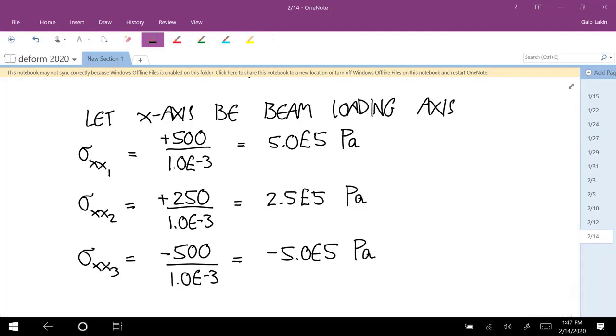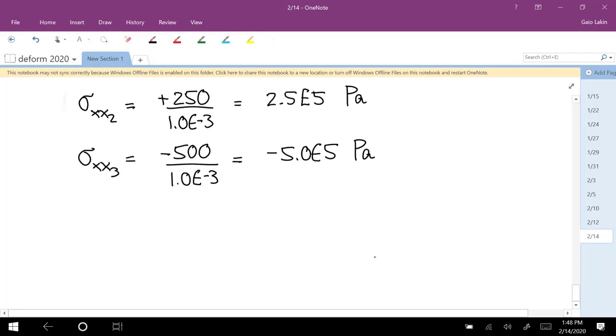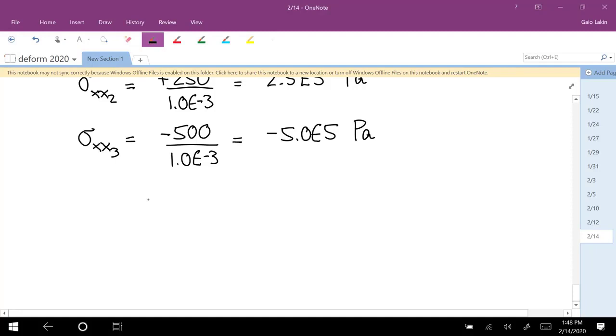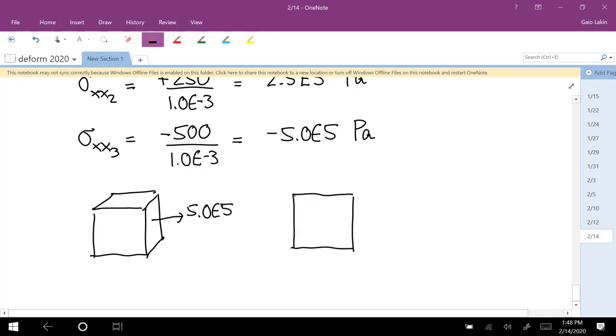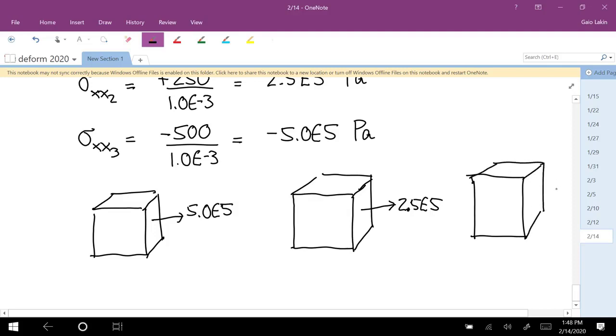Okay. So what you get is one of these with a value of 5 times 10 to the fifth. One of them with a value of 2.5 times 10 to the fifth. And the last one with a compressive stress of 5 times 10 to the fifth.